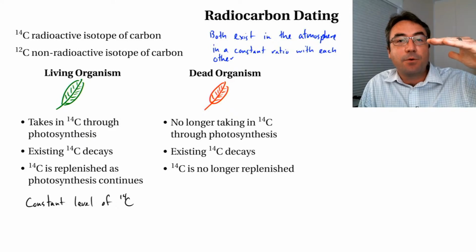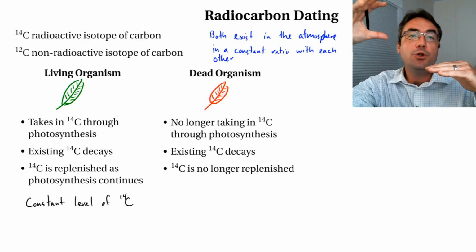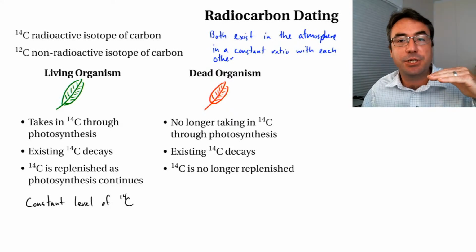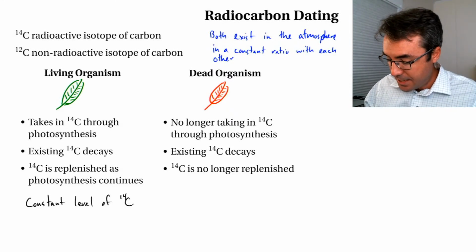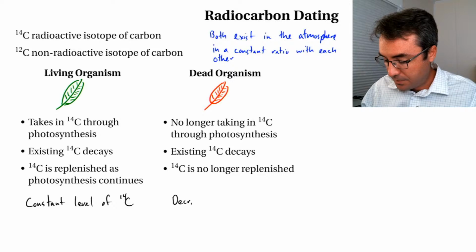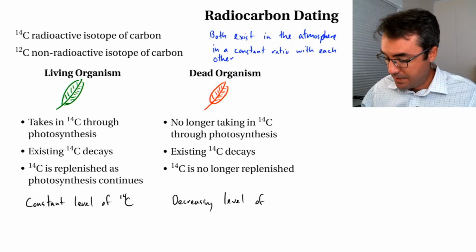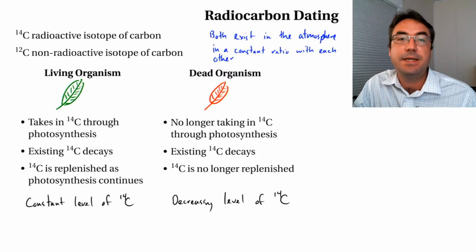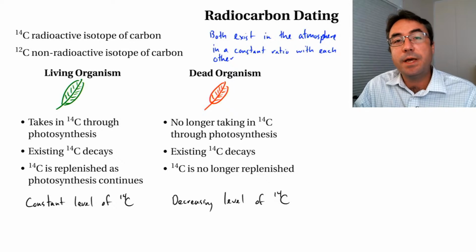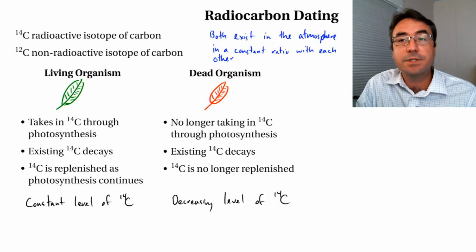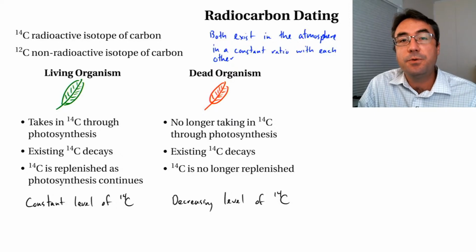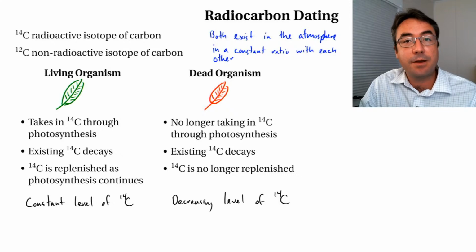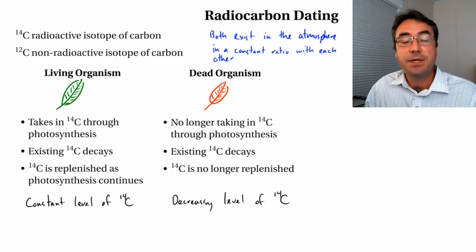So we have carbon-14 that's decaying, but then no new carbon-14 coming in to replenish it. And so what happens is we have a decreasing level of carbon-14 in this dead plant matter. And so knowing the decay constant for carbon-14, we're able then to determine the time when that plant material stopped living.